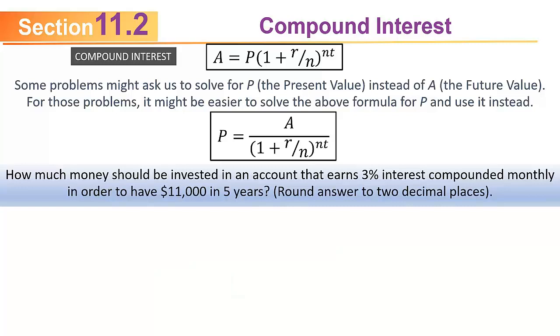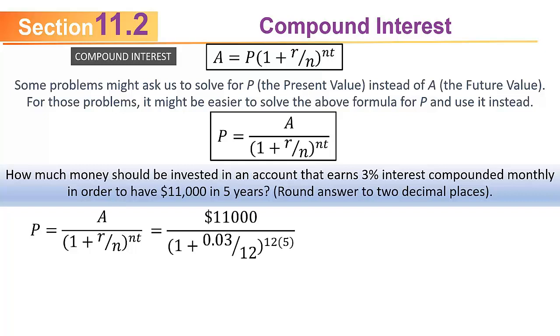Let's try another. How much money should be invested in an account that earns 3% interest compounded monthly in order to have $11,000 in 5 years? And then round your answer to 2 decimal places. Again, since we're looking for the present value, it probably makes sense to use the version of the formula that's already solved for capital P. But as I said before, you can still use the top formula. It just requires a division at the end if you do it that way. But I'll use the second formula.